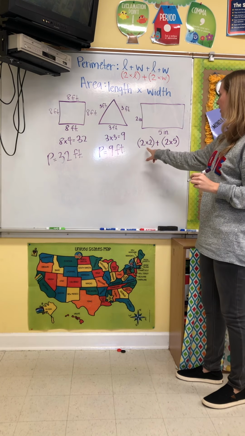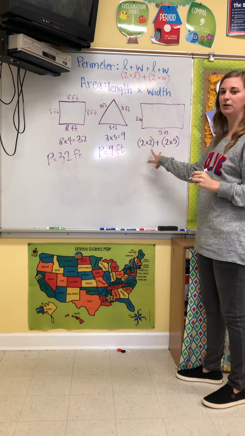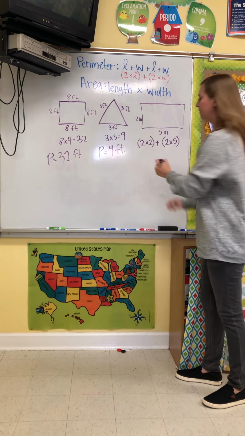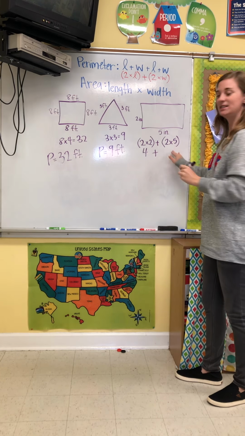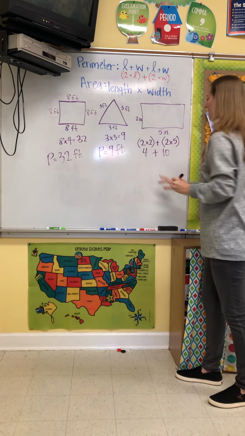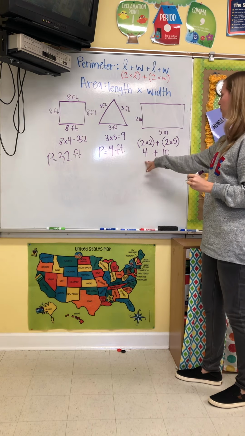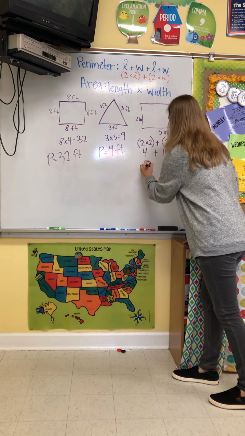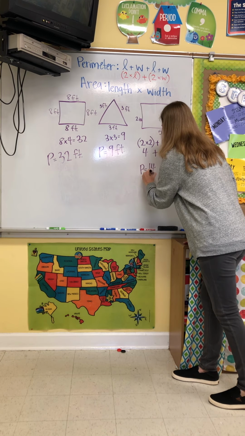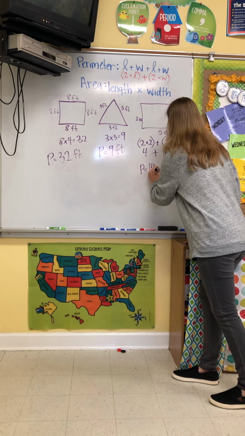So we're going to do everything in our parentheses first. 2 times 2 is 4. Bring down our plus sign. And then 2 times 5 is 10. Alright, and you're simply just going to add these two together. And we know 4 plus 10 is 14. So that's how you're going to find your perimeter for this one. So we have 14 inches.